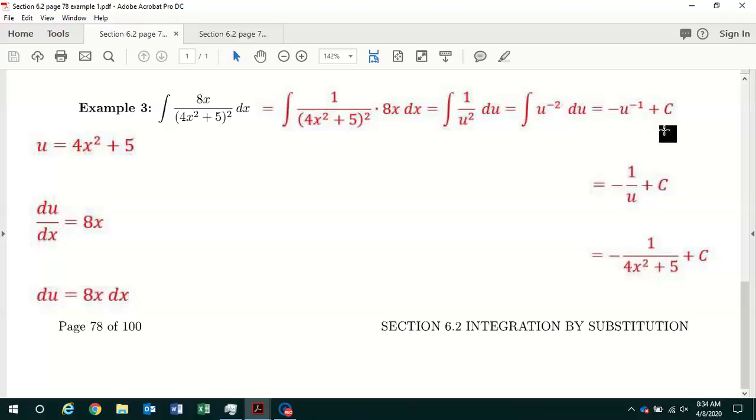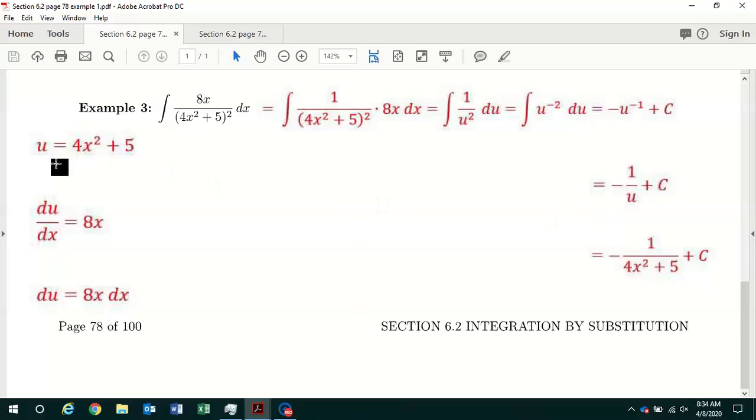Well, u to the minus 1 is the same as 1 over u. Remember, the minus sign in the exponent means reciprocal. So u to the minus 1 is 1 over u to the plus 1. So we have the negative of 1 over u plus c.